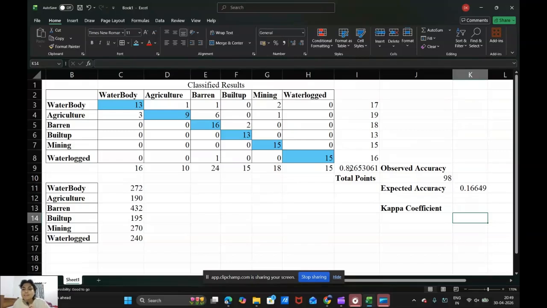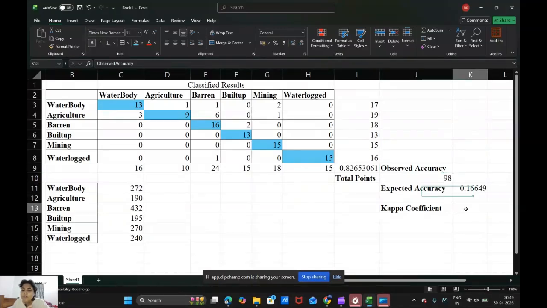Okay, so observed accuracy is total correct points divided by the total points. Total points is 98. See, if I add all this, no, I don't have to add all this again. So when I add all this, it comes to total 98 points that I was originally with, out of which 82 points were correct. Or 81 points were correct. So this is the observed accuracy.